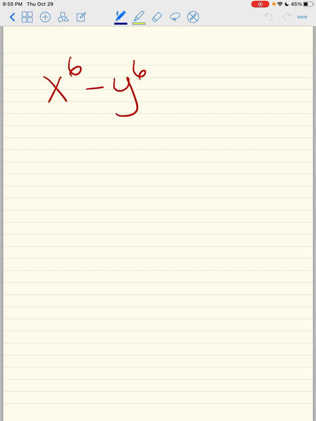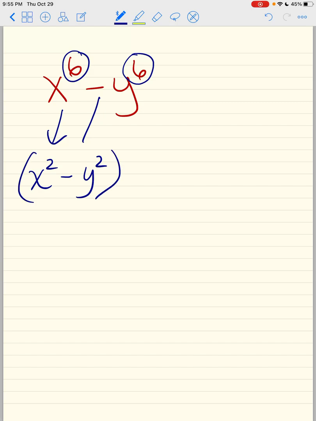These are perfect squares. Perfect cubes. All you have to do is divide by 3 to get that value. So that's going to be x squared, that's going to be a minus, and that's going to be y squared. Okay, so the cube root of x to the 6th is x squared. The cube root of y to the 6th is y squared, because you're basically dividing by 3.